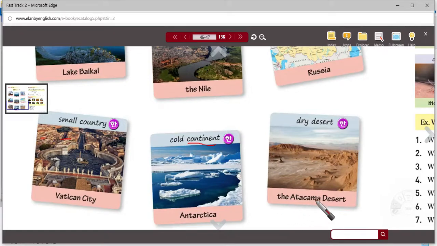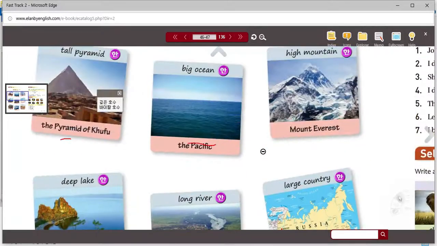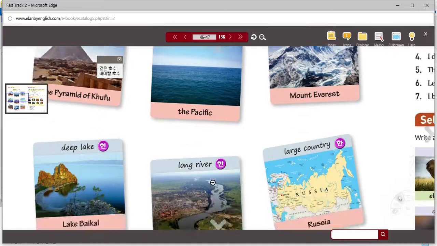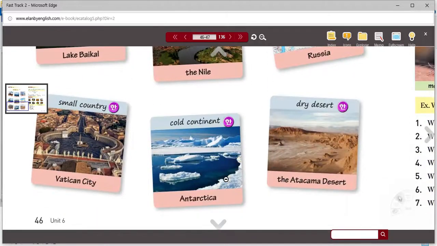And finally, what's the driest desert in the world? It's the Atacama Desert. It's drier than the Sahara. It's drier than the Gobi. It's drier than the Mojave. Okay, so many dry deserts in the world, but the driest, the Atacama in Chile.